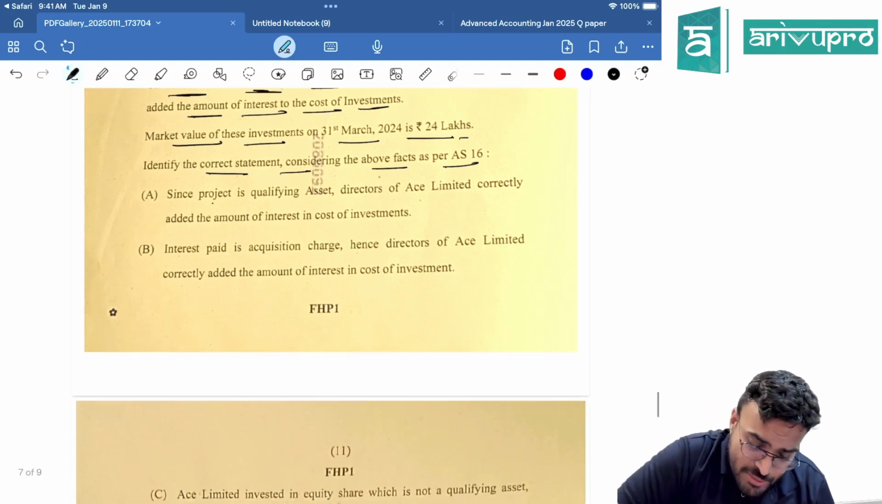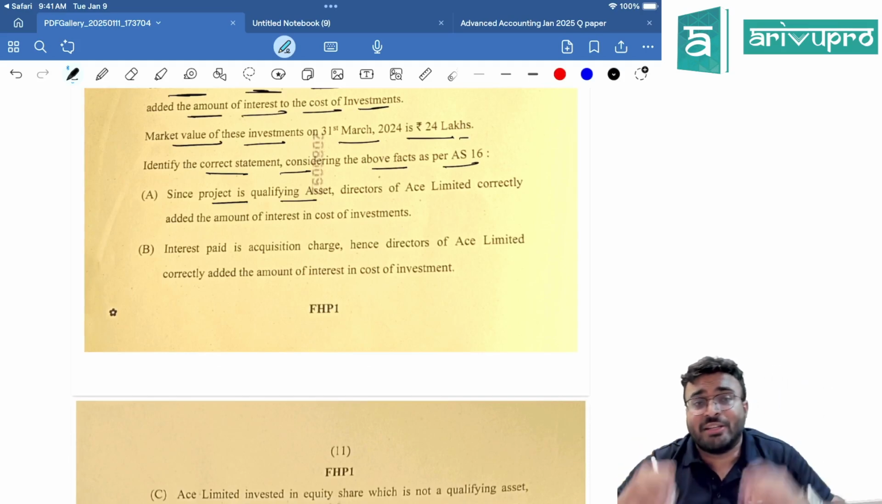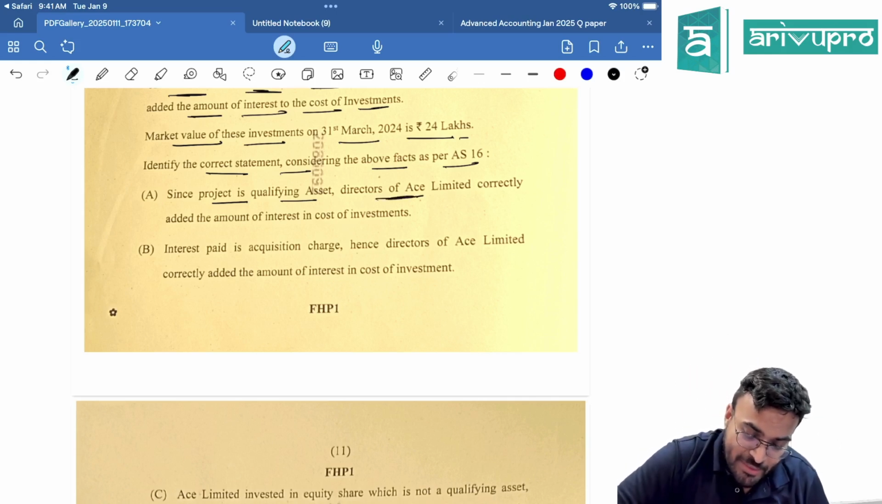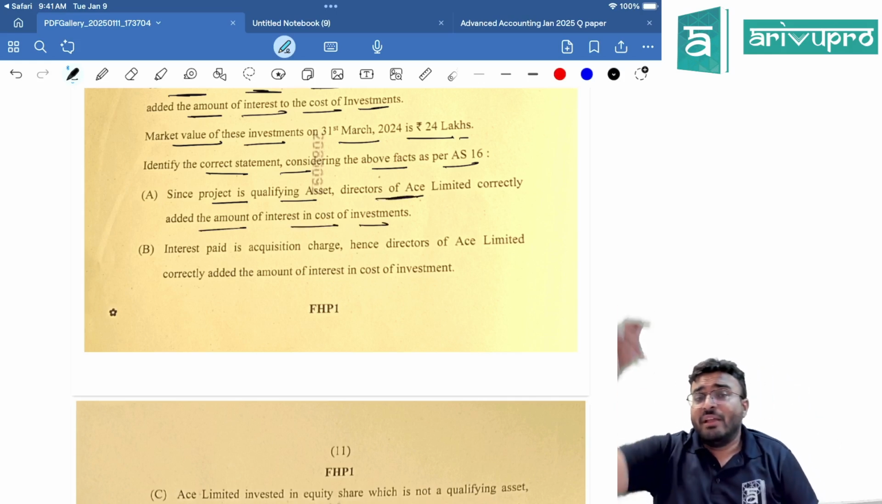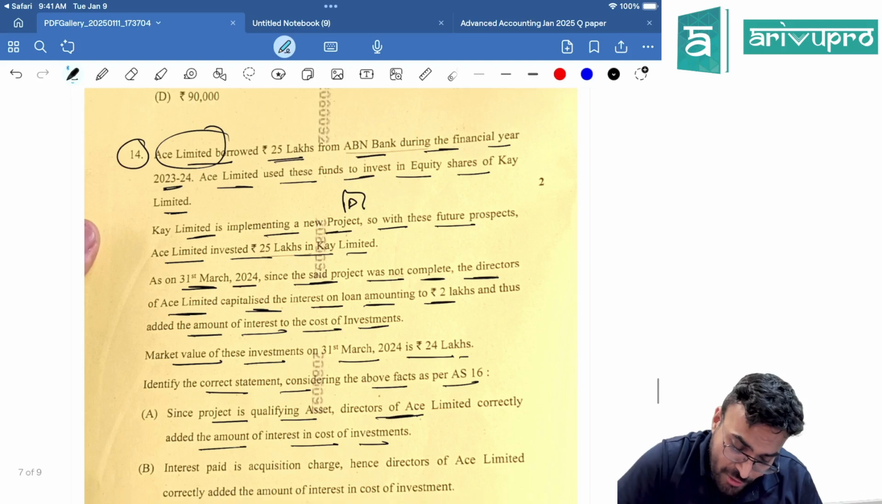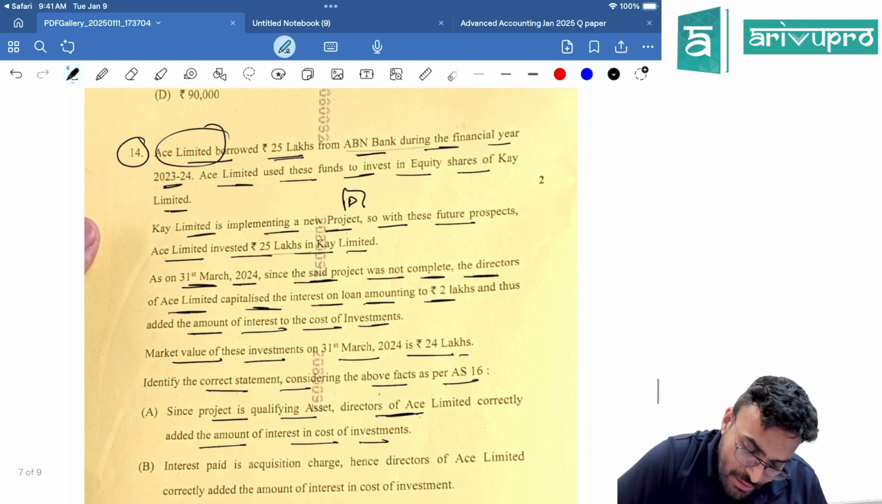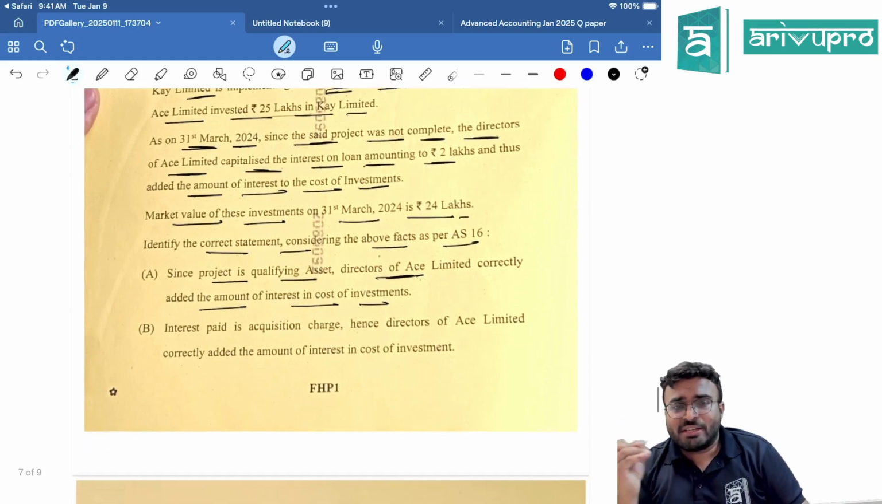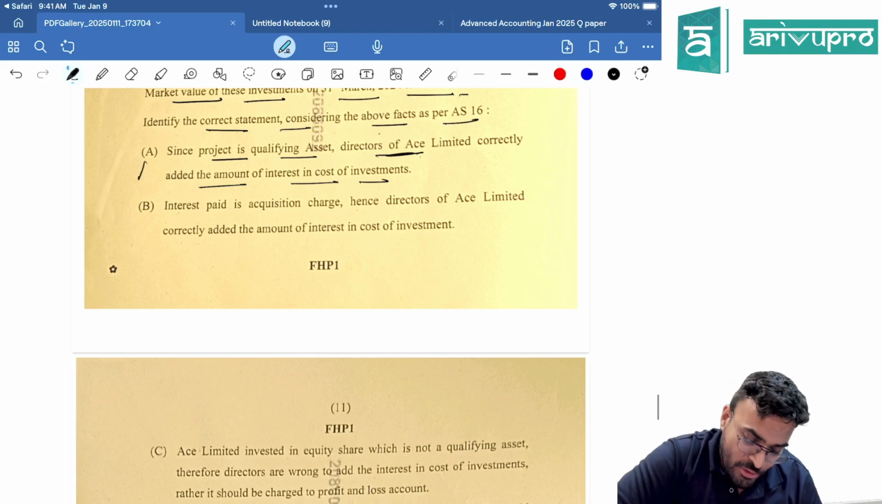We'll see. Since the project is a qualifying asset, okay, don't even read further. The project is a qualifying asset, yes, but for whom? Not for us. Directors of ACE Limited correctly added it to the cost of investment. It is a qualifying asset for whom? Not for us. It is a qualifying asset for K Limited. K Limited is the one implementing the new project. For us, it is not a qualifying asset. So this is absolutely wrong.